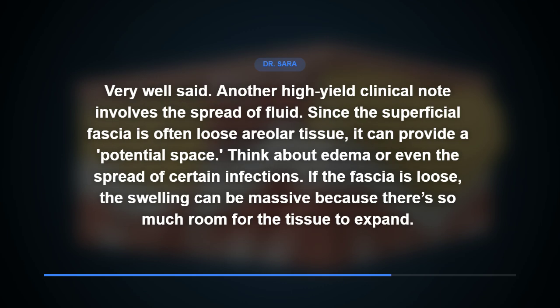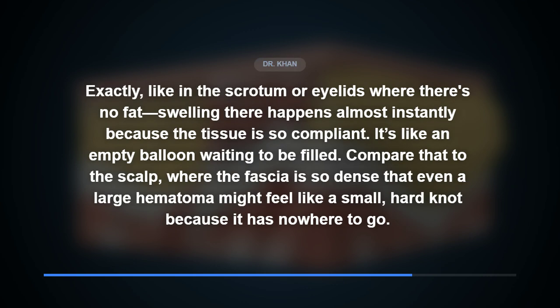Another high-yield clinical note involves the spread of fluid. Since the superficial fascia is often loose areolar tissue, it can provide a potential space. Think about edema or even the spread of certain infections. If the fascia is loose, the swelling can be massive because there's so much room for the tissue to expand. Exactly, like in the scrotum or eyelids where there's no fat. Swelling there happens almost instantly because the tissue is so compliant. It's like an empty balloon waiting to be filled.